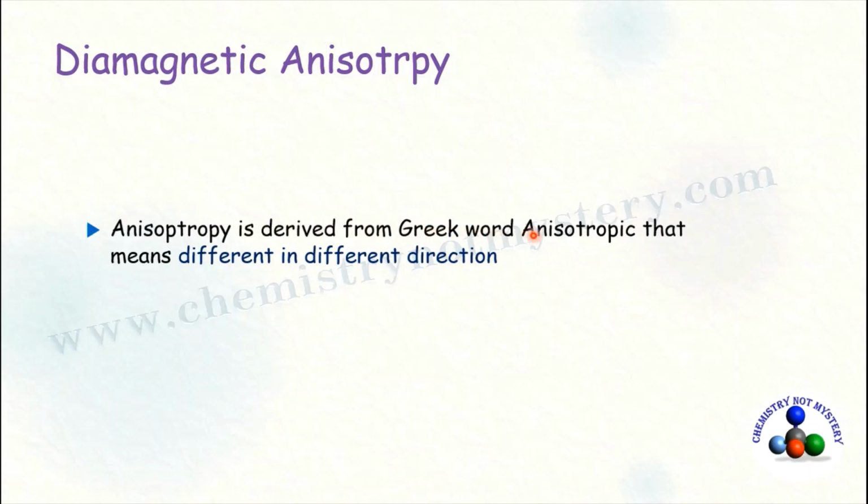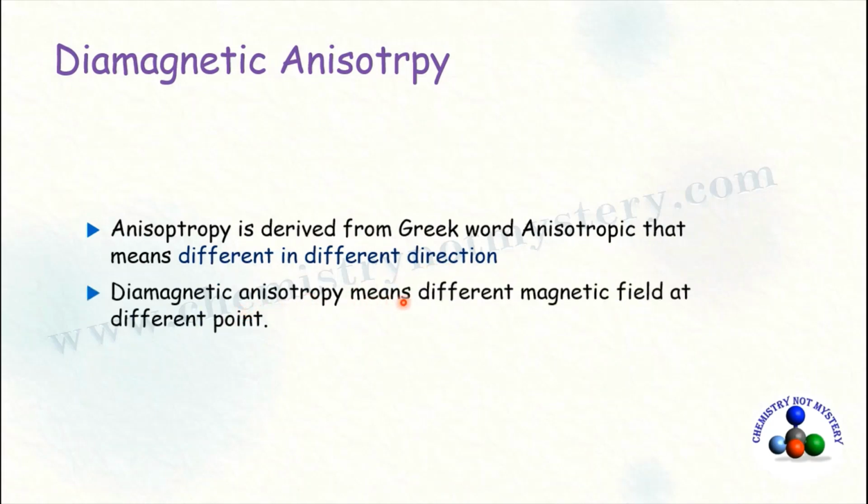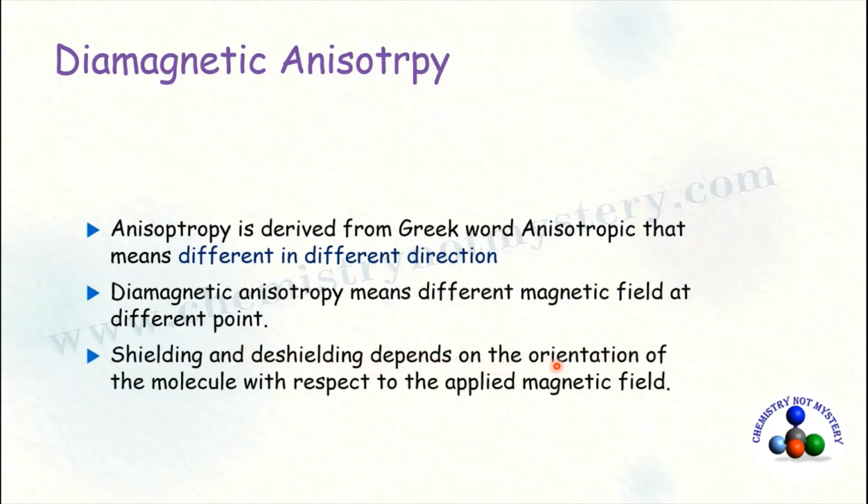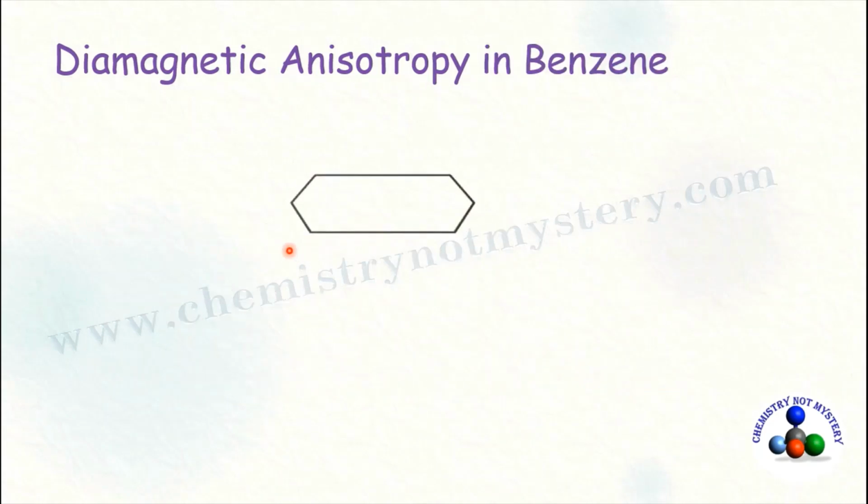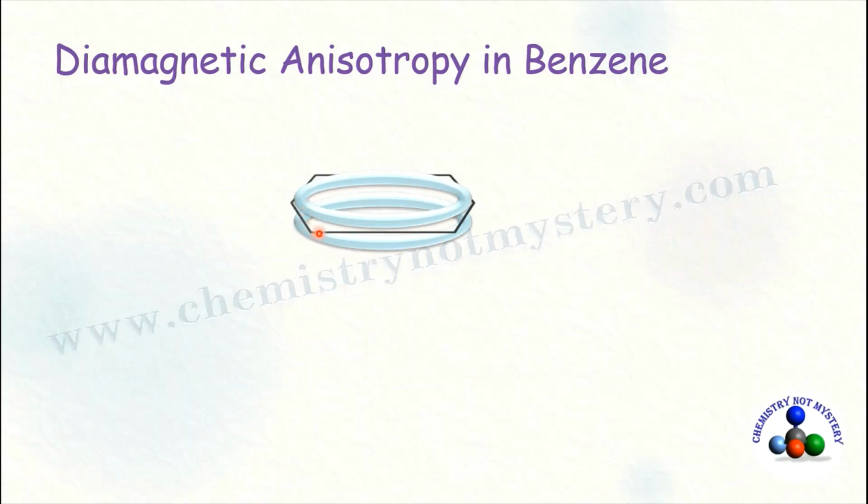Anisotropy is derived from the Greek word anisotropic, which means different in different directions. Diamagnetic anisotropy means different magnetic field at different points. In such a condition, shielding and deshielding depend on the orientation of the molecule with respect to the applied magnetic field. The prime example of diamagnetic anisotropy is benzene.